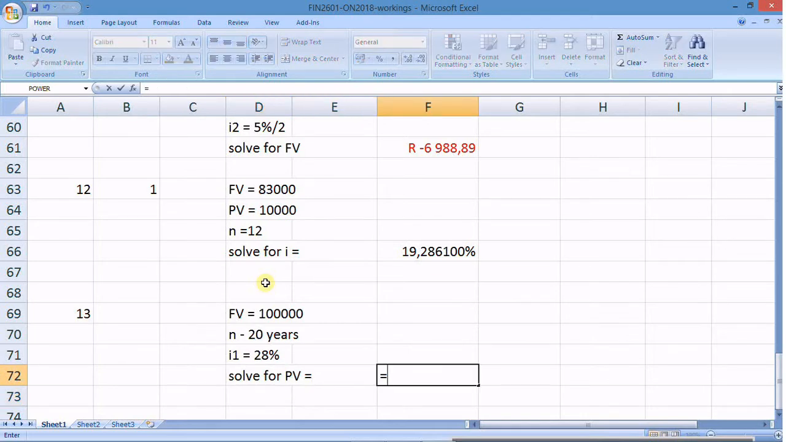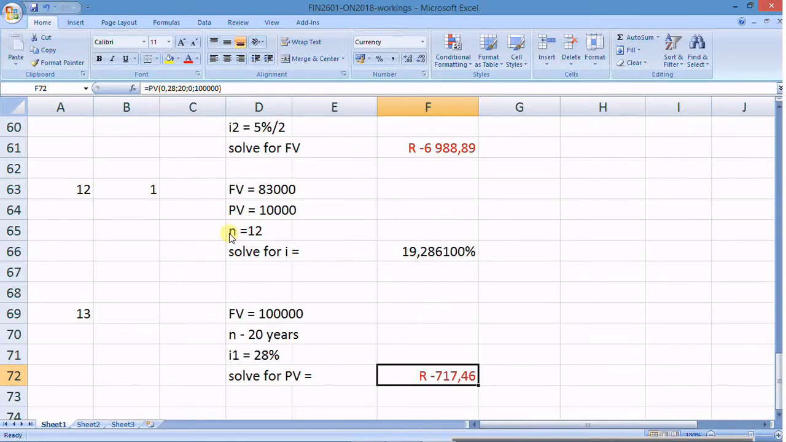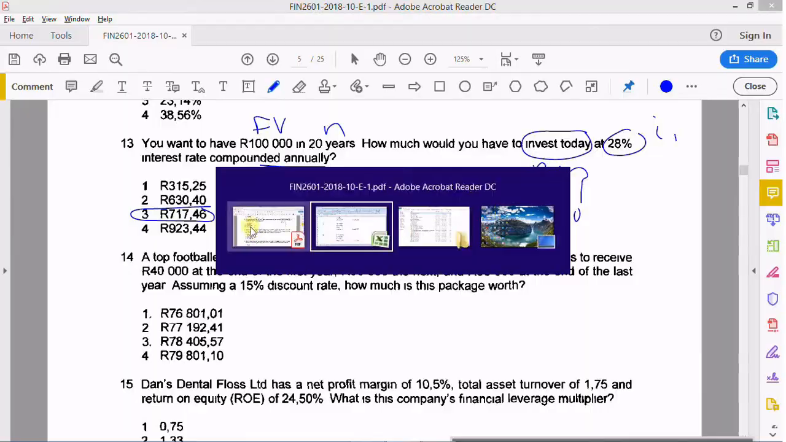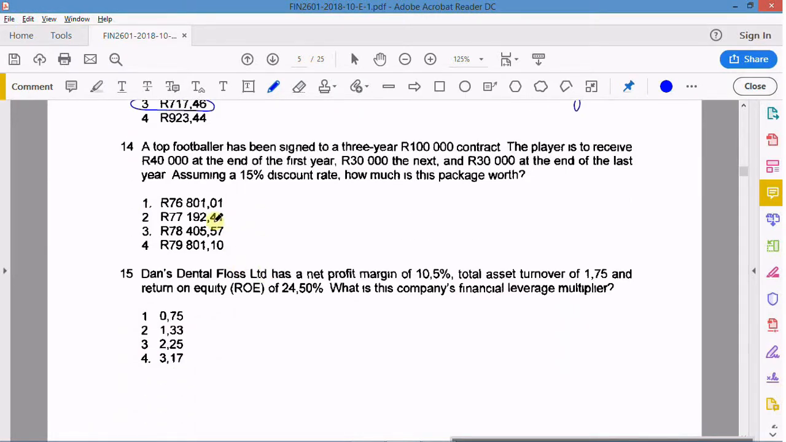Okay, so let's see what we get. PV. The rate, 0.28. The N, 20. The payment, 0. The future value, 100,000. Close brackets. Same answer. Okay, 717.46. That's the one. Actually, really straightforward. You just need to put it correctly into the calculator. Exactly.